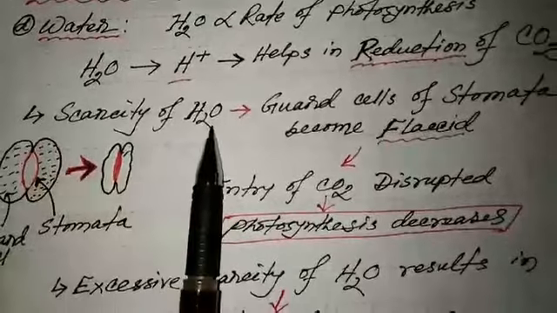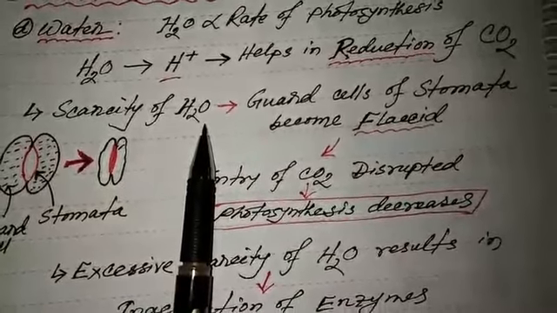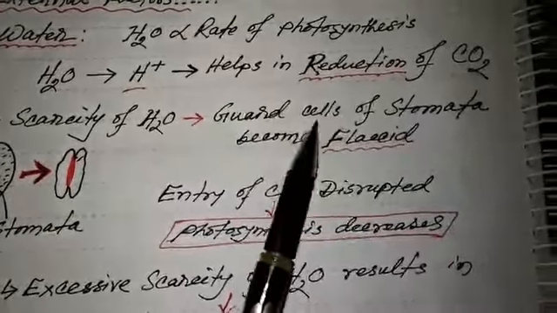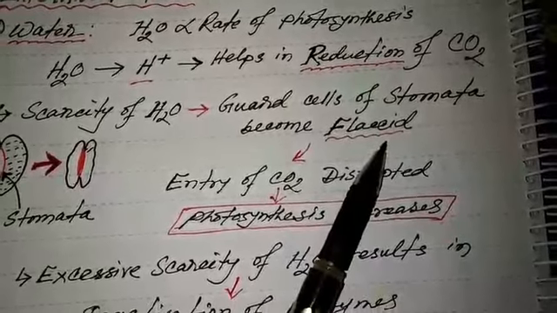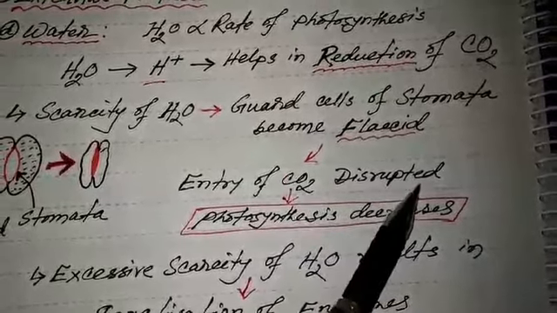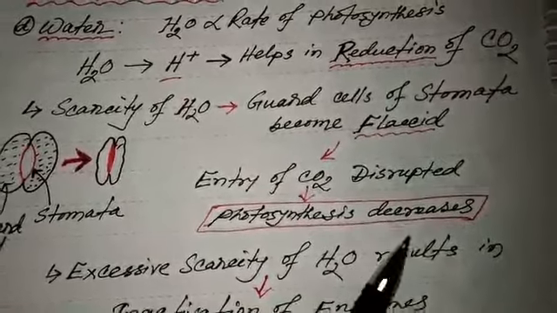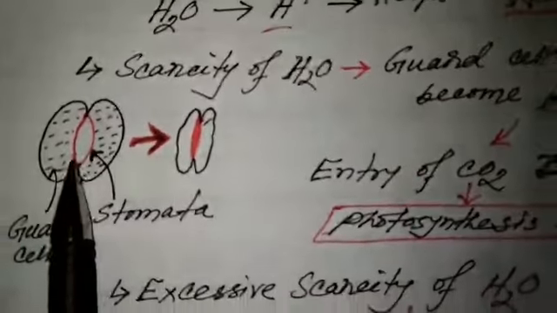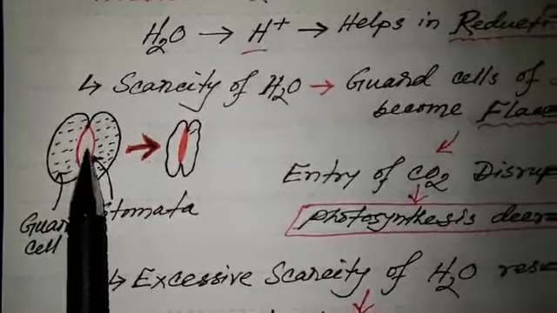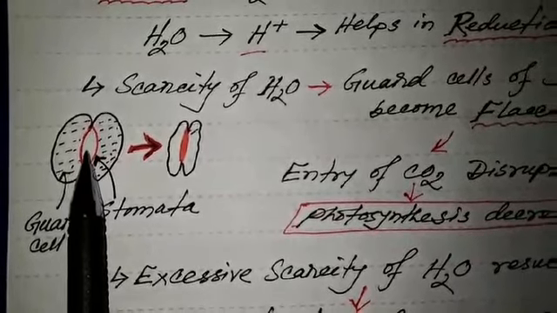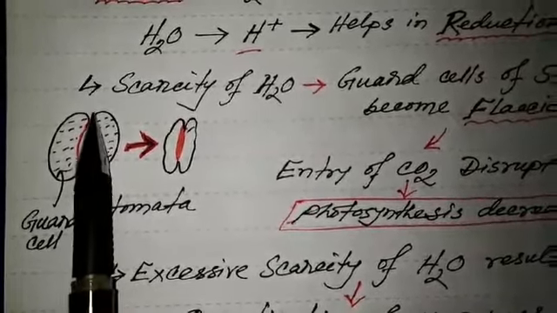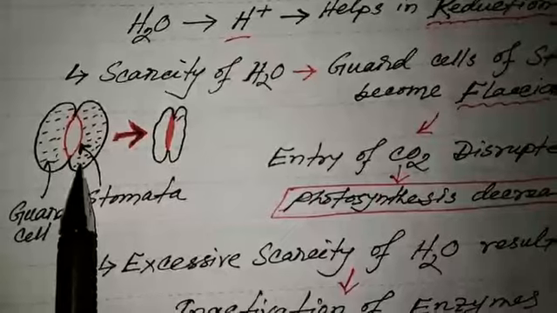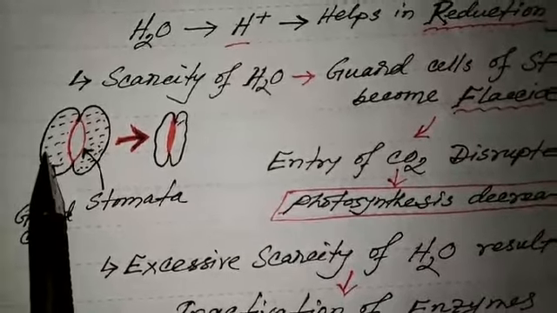And scarcity of water, that means if the water percentage is lower, then the guard cells of the stomata become flaccid, and then the entry of carbon dioxide will be disrupted and photosynthesis decreases. So let's see here. This is the structure of stomata. The red marked part is the stomata, and outside the red mark, the black marked cells are the guard cells. Stomata is guarded or covered by two guard cells.